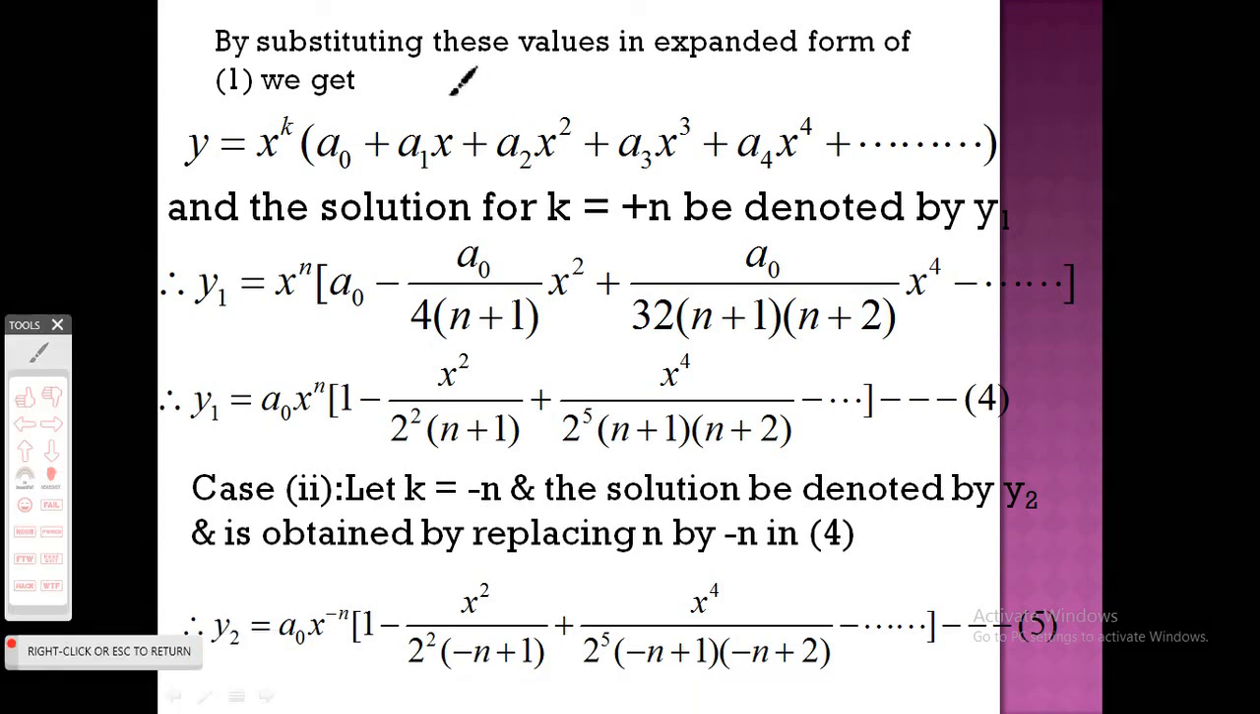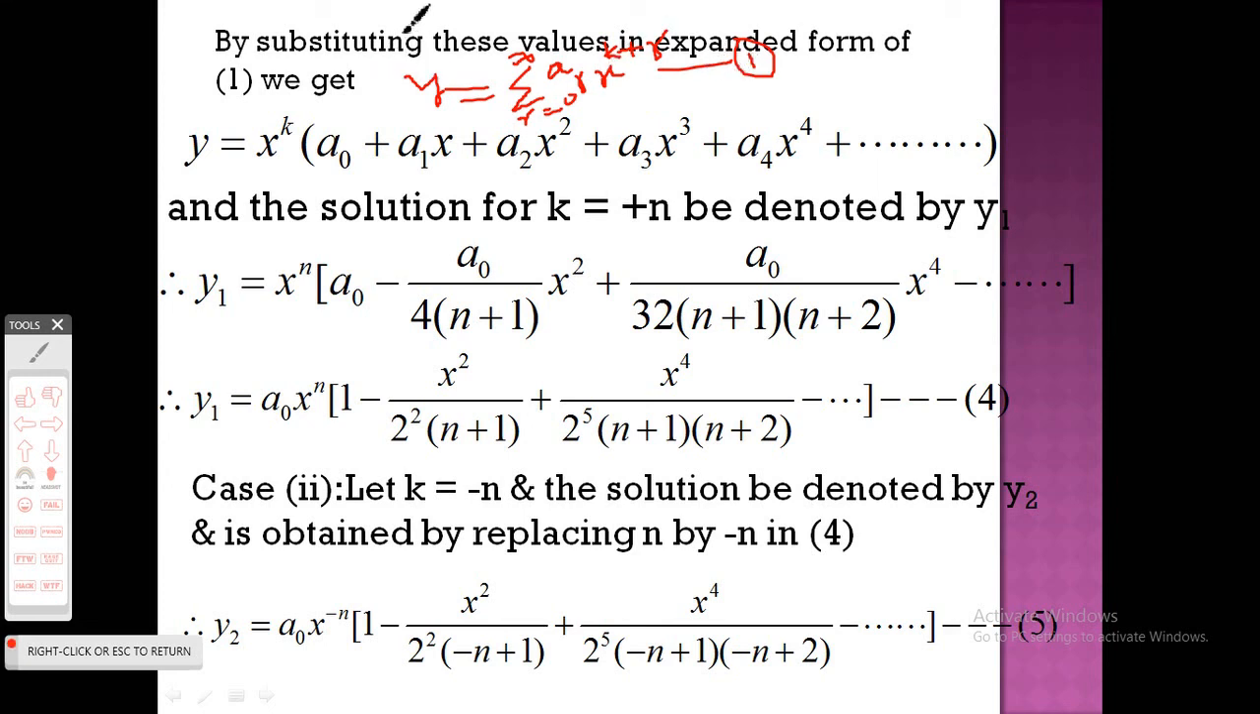So what is the assumed solution? That is y is equal to summation r is equal to 0 to infinity, ar into x to the power k plus r. Now, expanding this is what our equation 1.